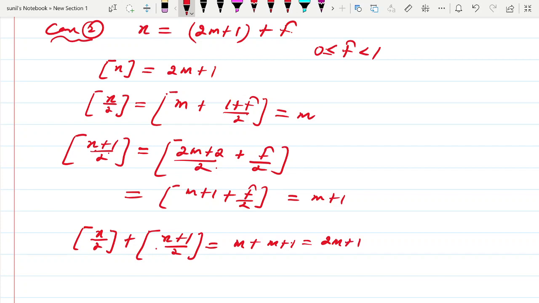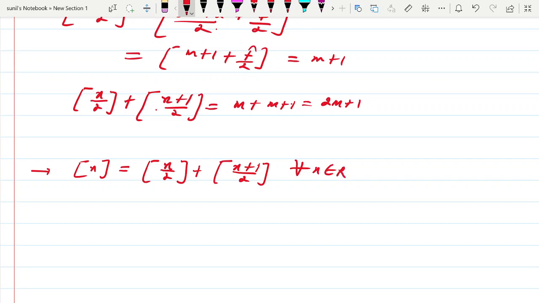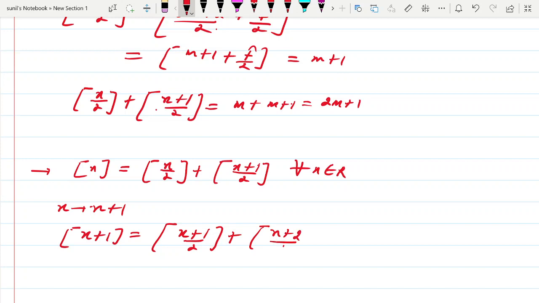Now we have a very interesting question. Now try to understand it. How we have written, my property is bracket x is bracket x by 2 plus bracket (x plus 1) by 2, and it is true for every real number. Every real number. If it is true for every real number, now see, if I'm replacing x by x plus 1, so I can say that bracket x plus 1 is this. So it depends on how you are going to apply it.